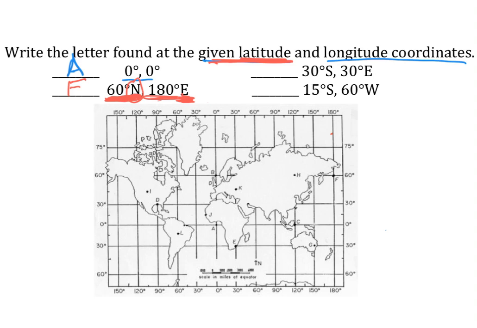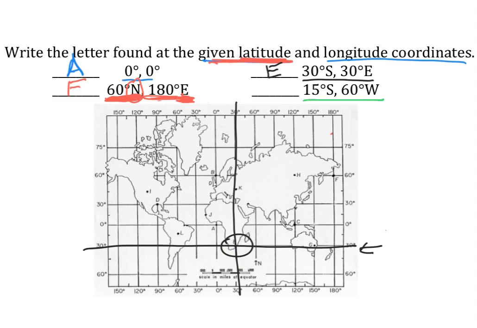Okay, so here we're back. This one here is 30 degrees south and 30 degrees east. So this is 30 degrees south. That's what you should have figured out. 30 degrees east is this line, and where they cross is letter E.